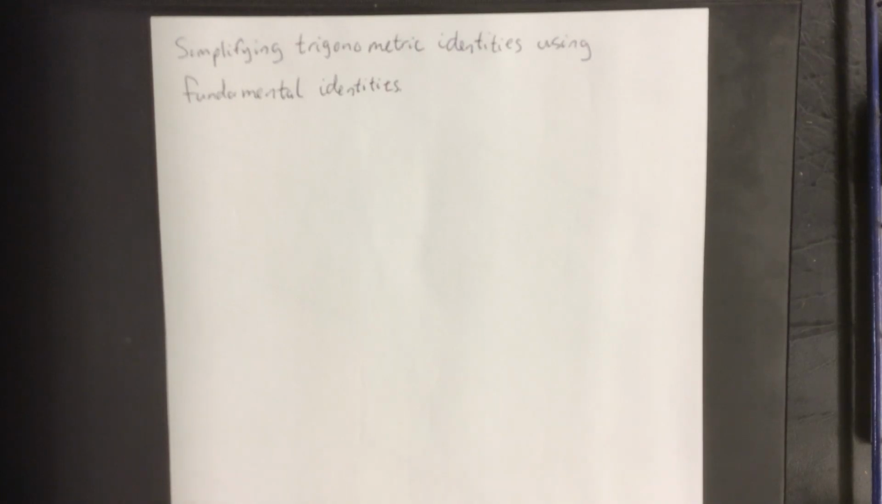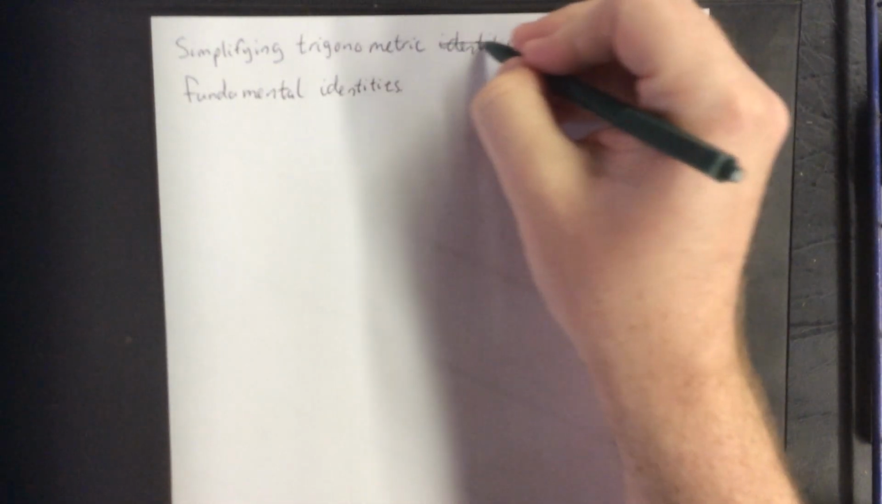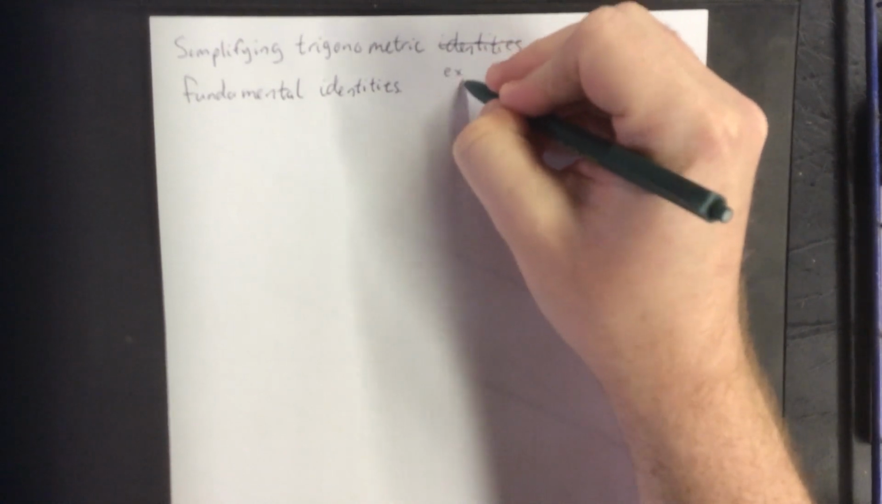Now that we've learned what fundamental identities are, let's see if we can simplify some trigonometric expressions using these fundamental identities.